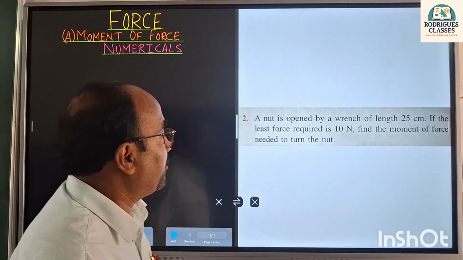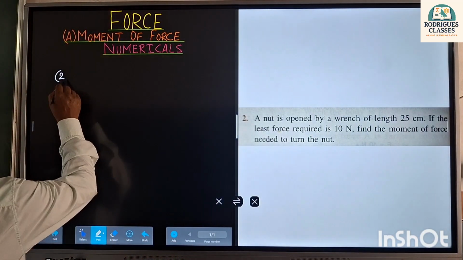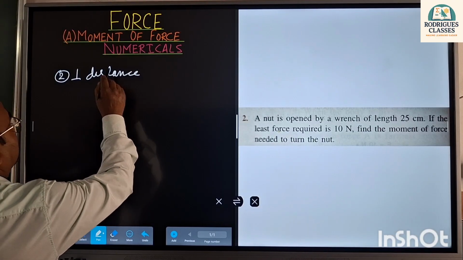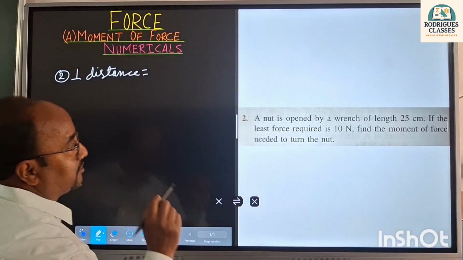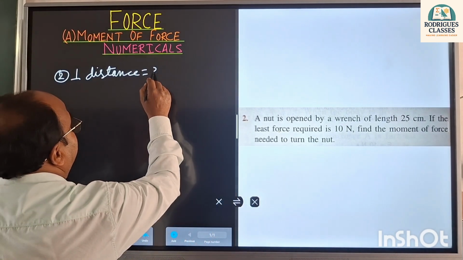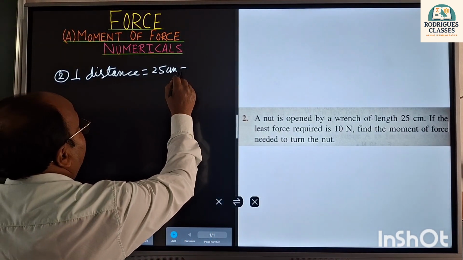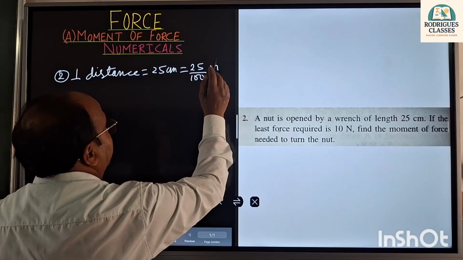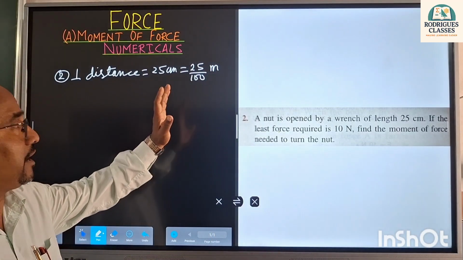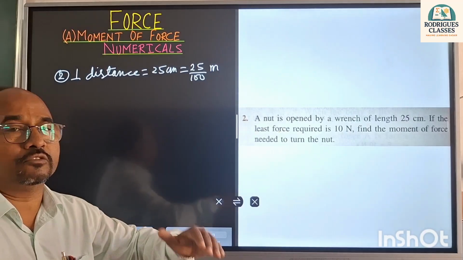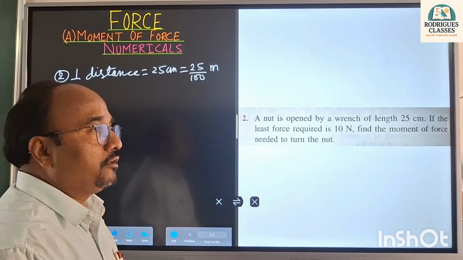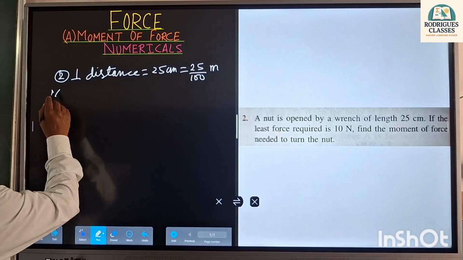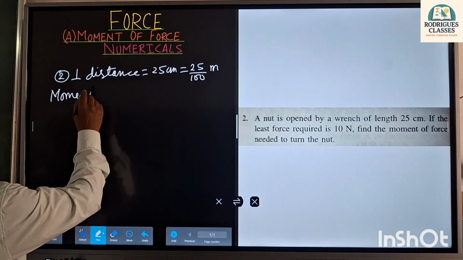First of all, this perpendicular distance is given to us as 25 centimeter. So I will write it as 25 by 100, convert it to meter, and I will not calculate here, I will leave it like this only, and do the calculation during the solving part. So this is done, we have to find moment of force. So let us write the formula.